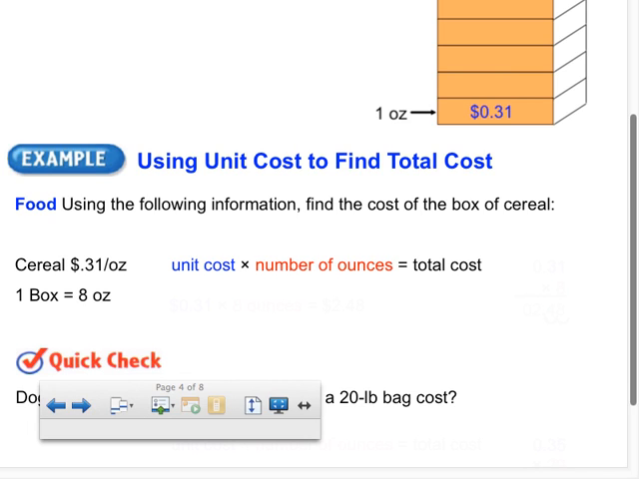Mm-hmm. 2.48. Nice. Okay, so I wanted to review with everybody. When you multiply, you ignore the decimal at first. In the end, you count the number of places there are in the numbers you're multiplying by. There's no decimal places moved for the 8, but there's 2 decimal places over for 31. So my final answer, I have to move my decimal over between the 2 and the 4. So my answer is $2.48.